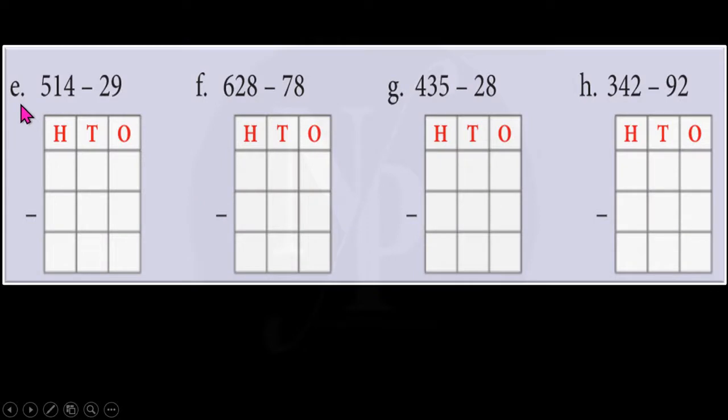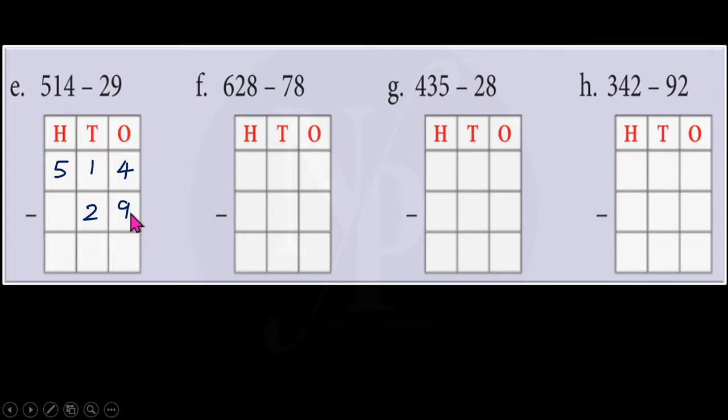Question E here, 514 minus 29. Let us write down these numbers in this table. 5 is in hundreds place, 1 is in tens place, 4 in ones place. Minus 29, 2 is in tens place and 9 is in ones place.